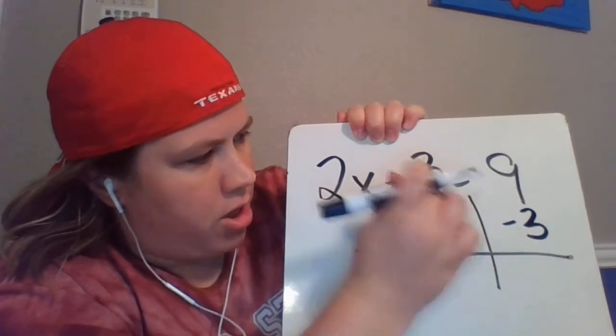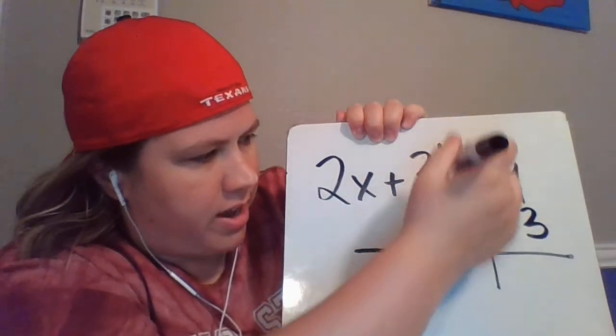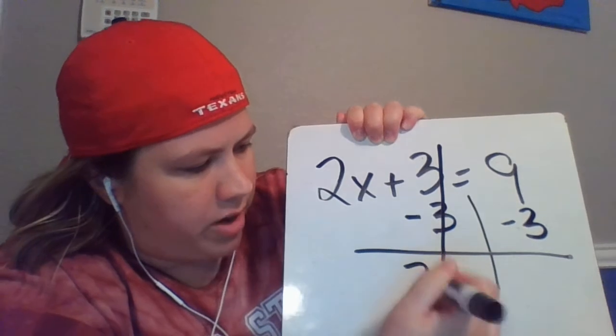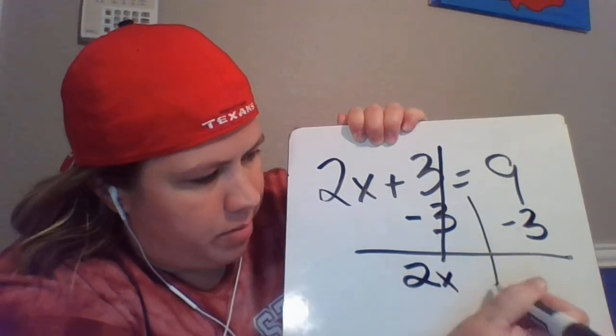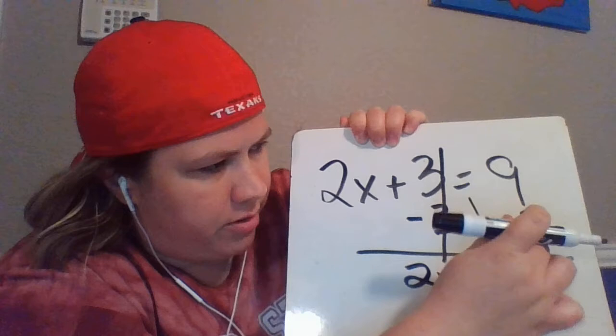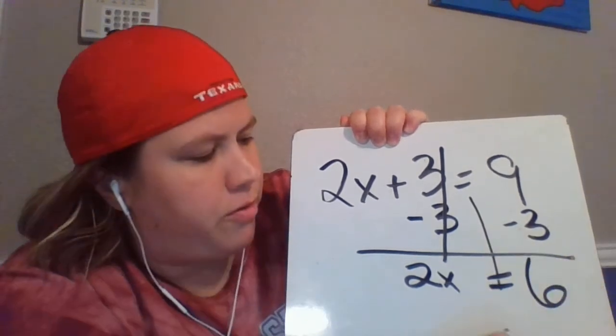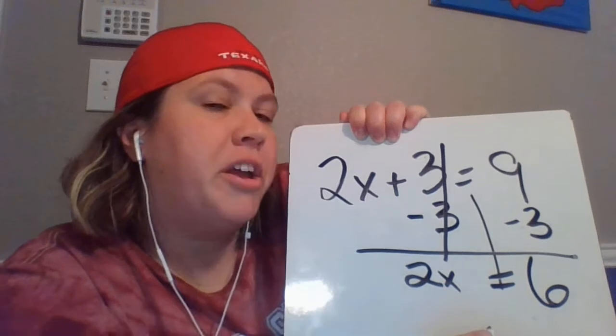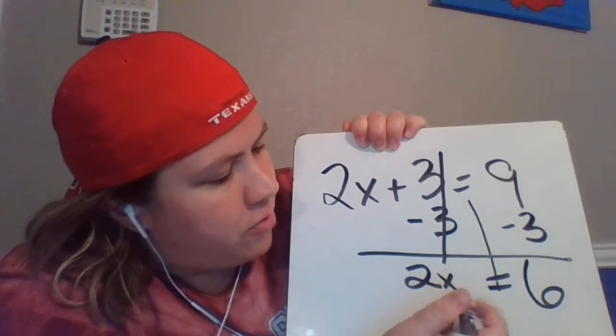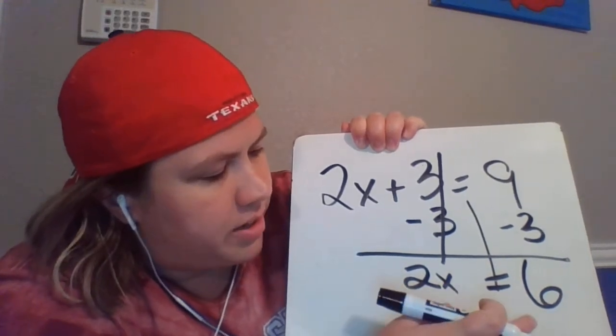Good. 3 minus 3 would get me 0, so I cancel it out. And I'm left with 2x over here. Should be equal to 9 minus 3, which is 6. You should have said 6. Perfect. Good. I know you did it. I'm proud of you. So then I have 2x equals 6.